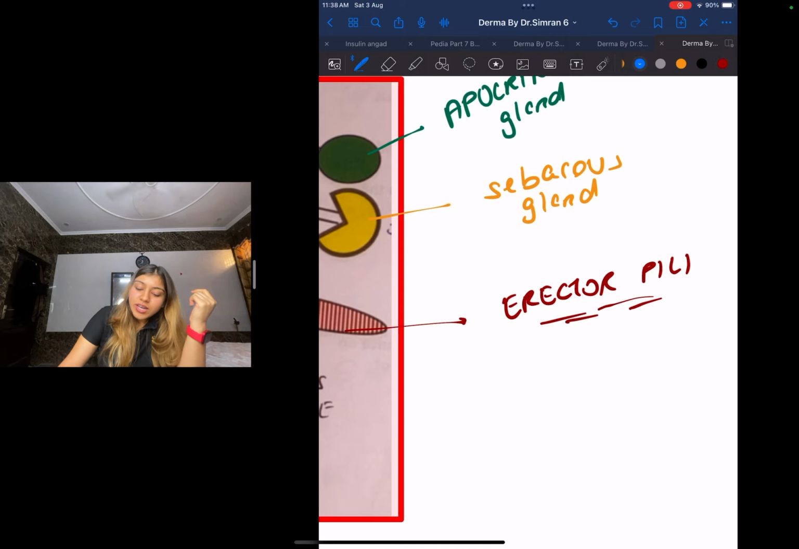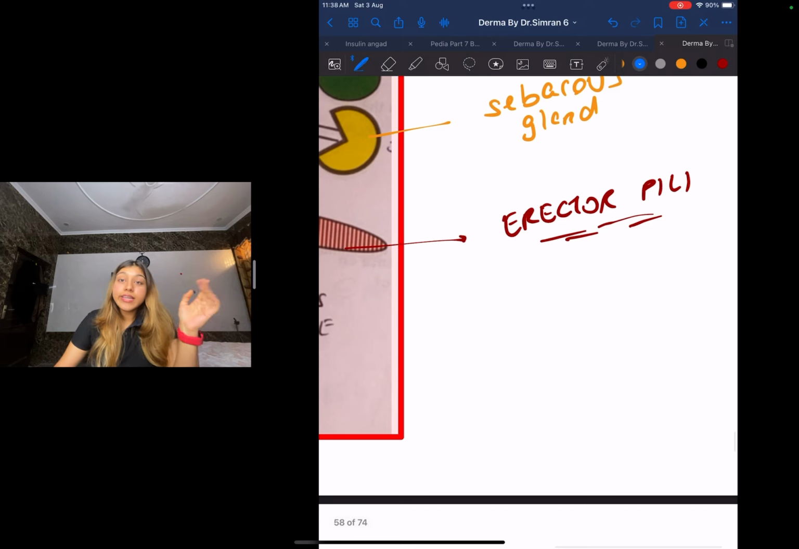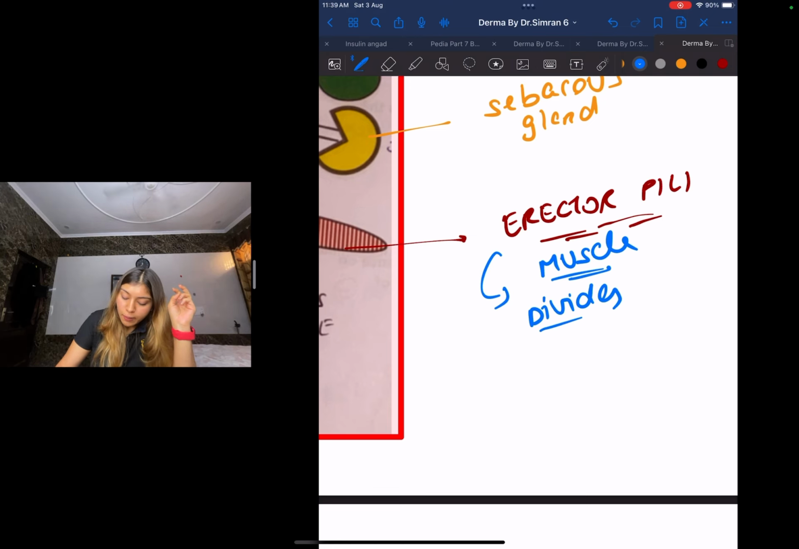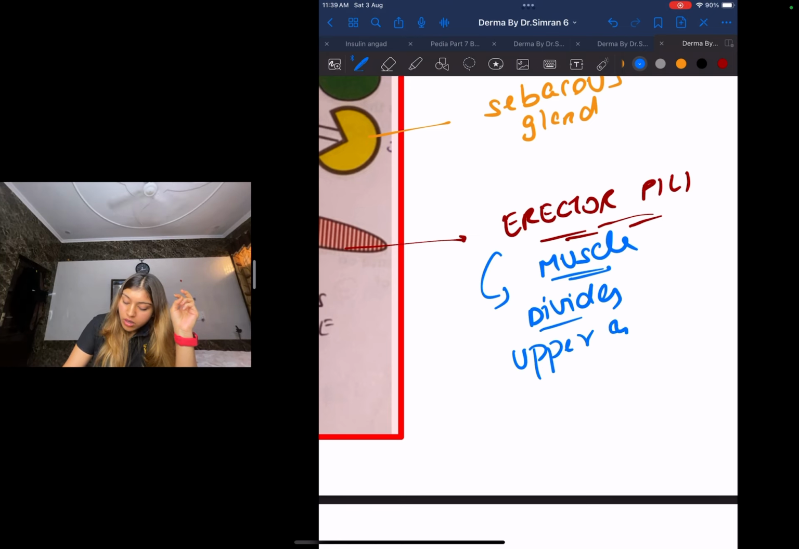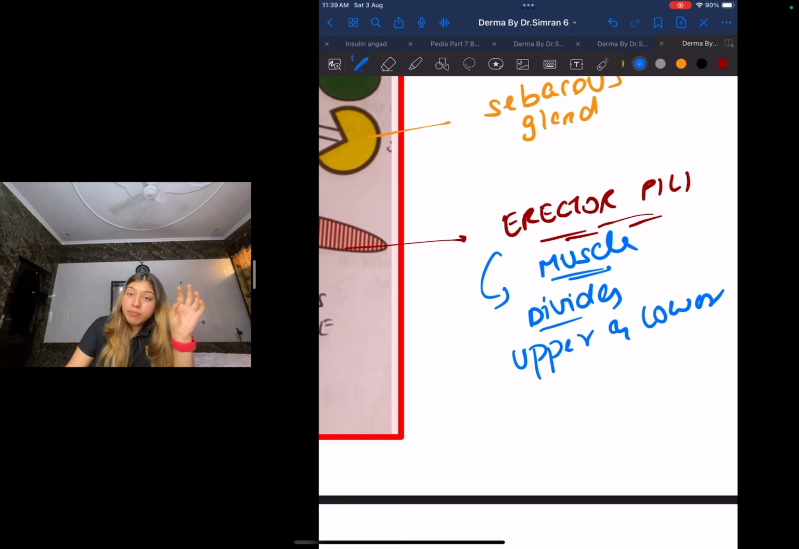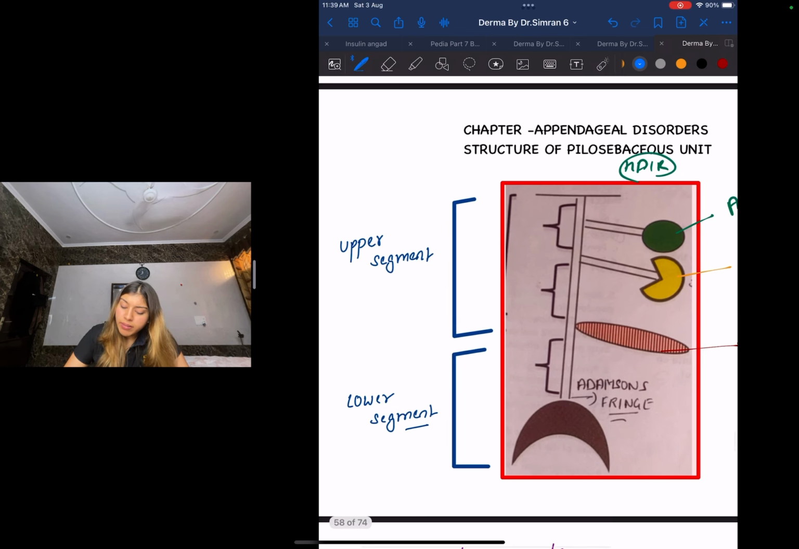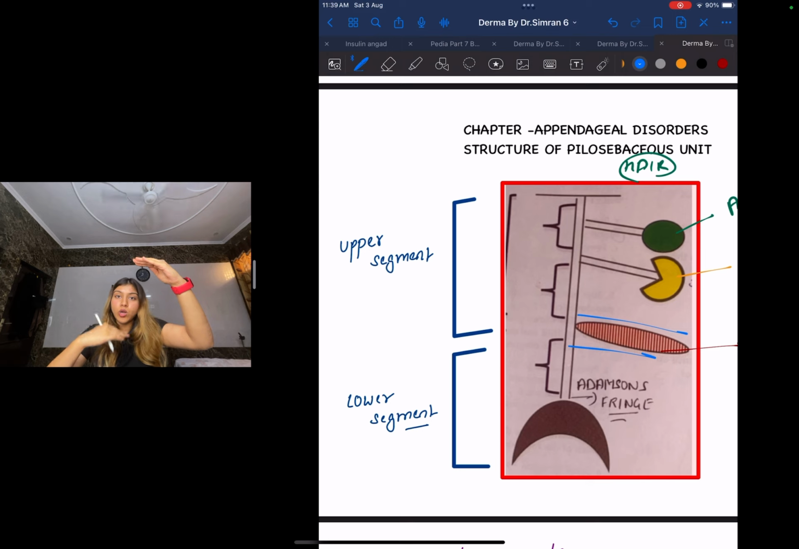Okay. So now let us know why I am learning about the erector pili muscle. This muscle will basically help divide my hair unit into an upper segment and a lower segment. Why do I want this pilosebaceous unit to be divided into an upper and lower segment? Because you guys can see my erector pili is the one that divides it into an upper segment and a lower segment.